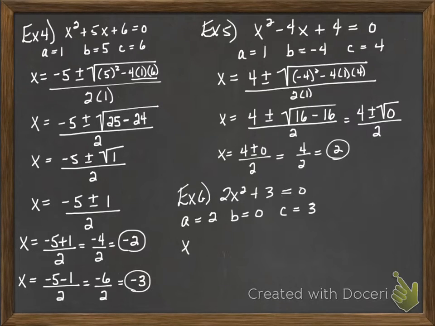So according to the quadratic formula, we're going to do negative b. Well, guess what? B is 0. 0 is neither positive nor negative. So when you do negative 0, you still get 0. So 0 plus or minus, fill in your formula, 0 squared minus 4 times your a times your c, all divided by 2 times your a. All right, and we're going to go straight to what's underneath that quadratic formula.